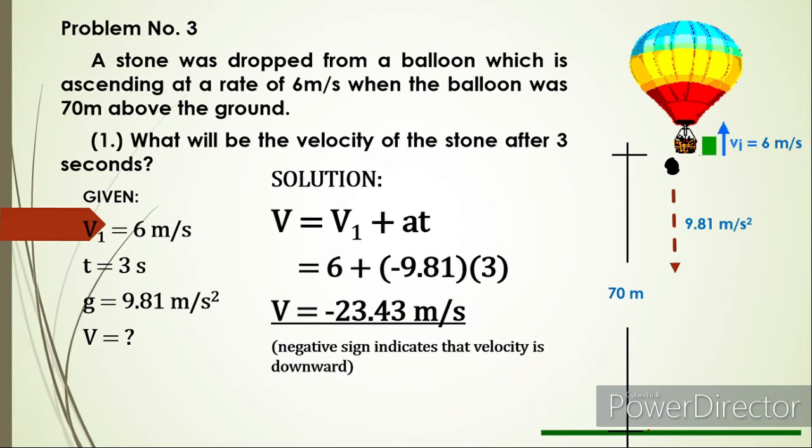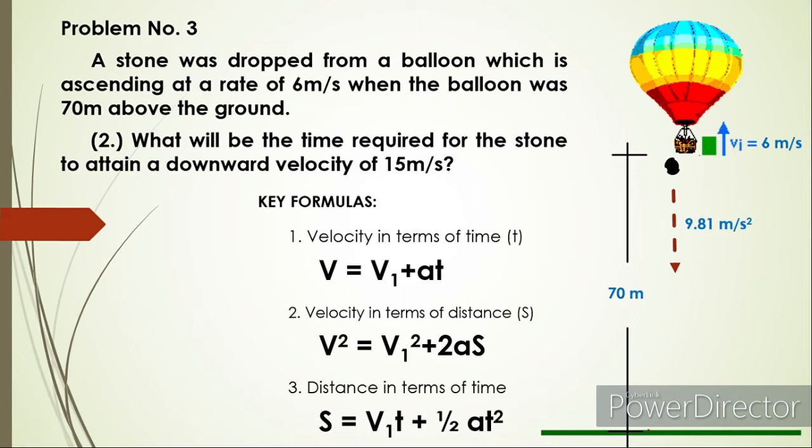So substituting all the values will result to V, or final velocity of the stone after 3 seconds, is equal to 23.43 meter per second. So never mind the negative sign, since it just indicates that the velocity is downward. Alright.